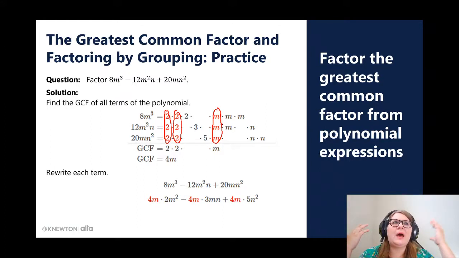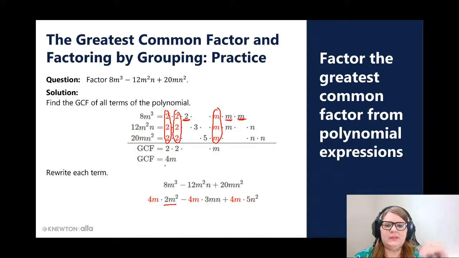Now you might be asking, but how do I know what that other thing is, right? So when you're looking at how you've done your prime factorization, we have a 2, an m, and an m left over outside of what matched with the other terms. So that's 2mm or 2m squared. And that's where this 2m squared comes from.